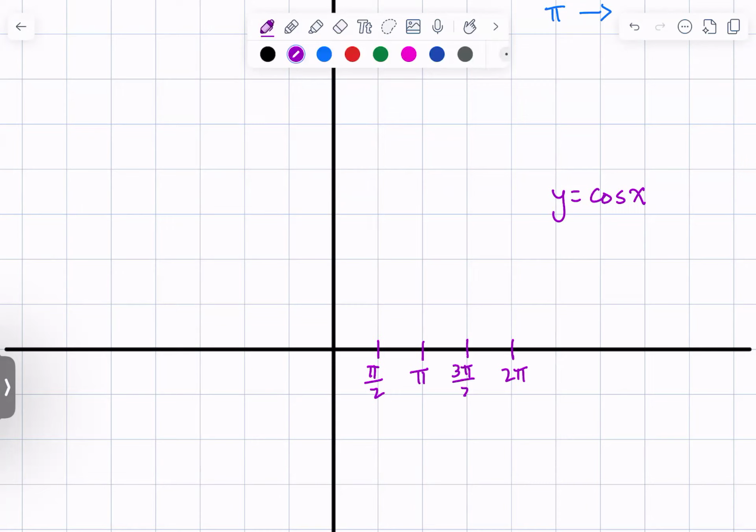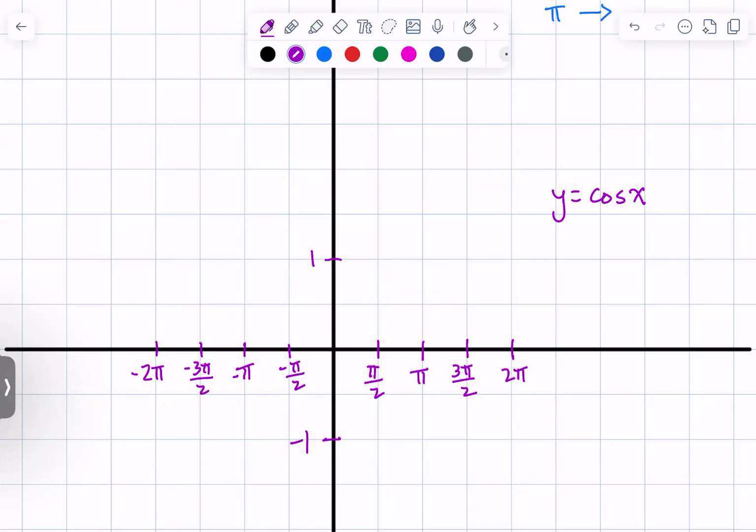So this is 3 pi over 2. Going to my negative side because I have to graph 2 periods. Negative 2 pi. Here is negative pi. Here is negative pi over 2. And here is negative 3 pi over 2. Okay. So again, I'm going to label 2 units as 1 and negative 1.